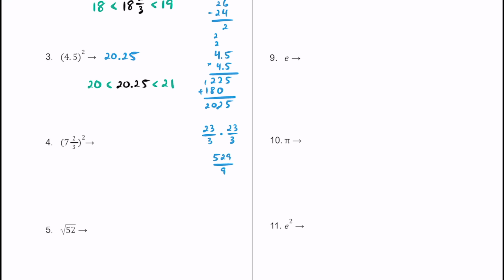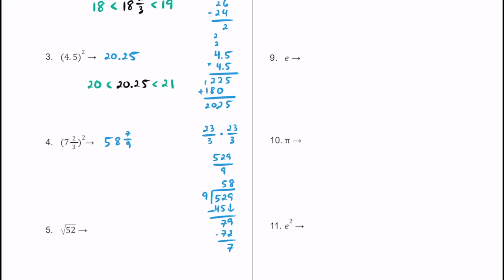If we rewrite this as a mixed number, we take 529 and divide it by 9. 9 goes into 52 five times. 5 times 9 is 45. The remainder here is 7. Let's bring that 9 down. So 9 into 79 goes 8 times. 8 times 9 is 72. We have a remainder of 7. So this is equivalent to 58 7/9.